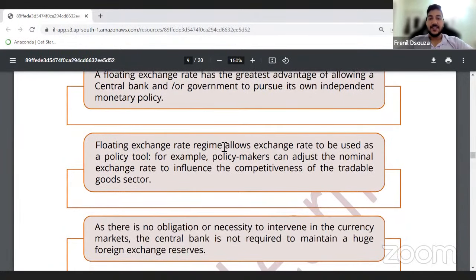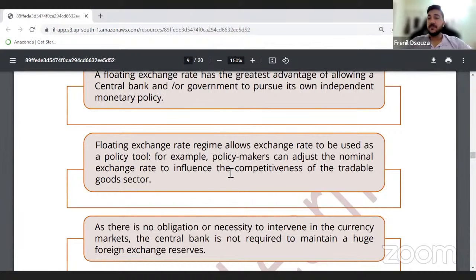Next, a floating exchange rate regime allows the exchange rate to be used as a policy tool. For example, policymakers can adjust the nominal exchange rate to influence the competitiveness of the tradable goods sector. A lot of effect is there whenever a country is involved in international trade. The changes in the exchange rate are one of the major factors in deciding how much money is made, how many receivables there are, how many payables there are. All these things depend highly upon the exchange rate when a company depends upon exports or imports.